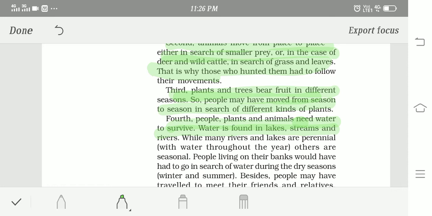If you generally see worldwide, you will find that people used to live, and still live, near areas where water is available, especially the rivers. The river becomes the main source of water.